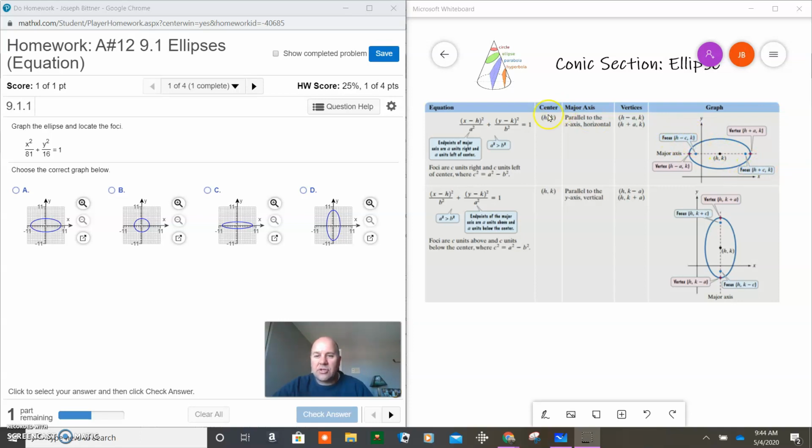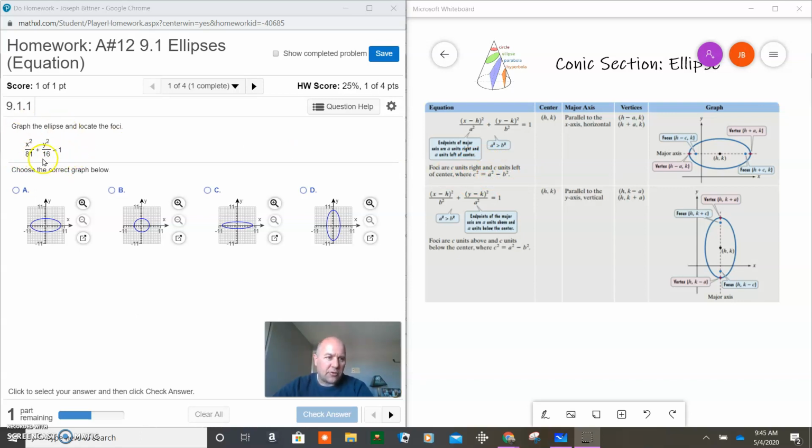Again, H and K represents the center. The nice thing, I believe, about all the problems I've given you today is that the center is 0, 0. So you have very little work with that, but you will have to be able to find C, and we'll get into that. First of all, let's take a look at this.